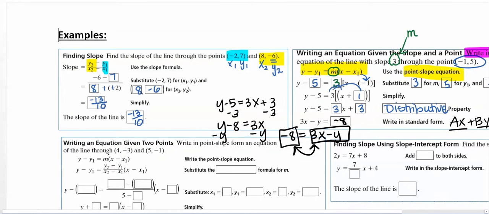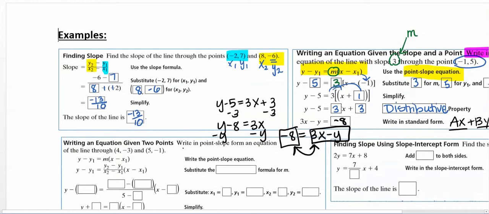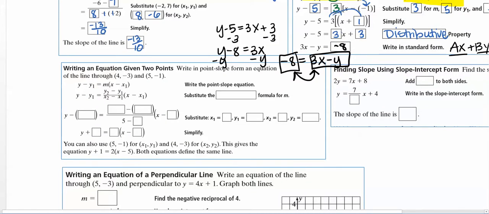Okay, so now we're going to be writing an equation given 2 points. So the other one we had a point and a slope. This one we're given 2 points. Now they do it a little weird. What they do is they're using the point-slope equation, but then where m is, they plug in the slope formula, which is really kind of a cumbersome way to do it if you ask me. But just so you know, all of this right here is the slope formula. What I would do is I would just find the slope using the slope formula and then plug it in.